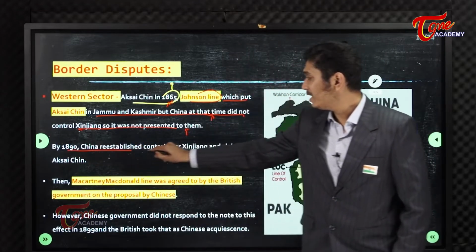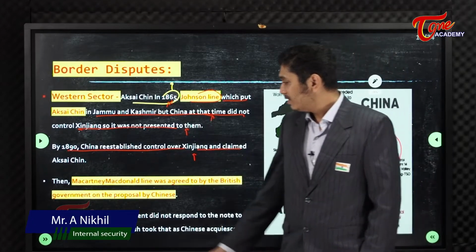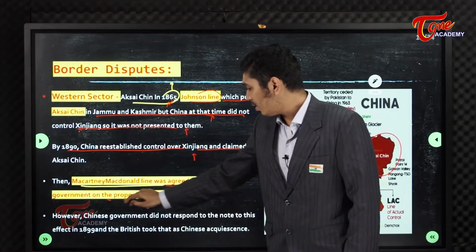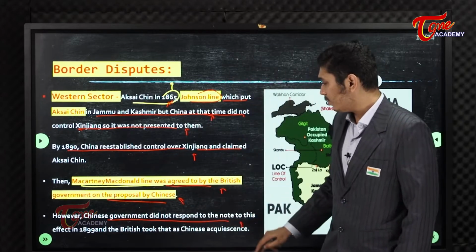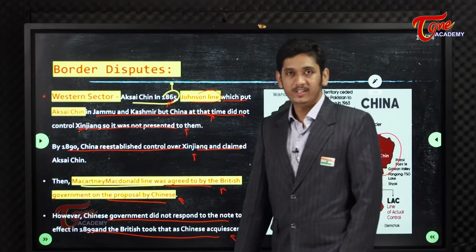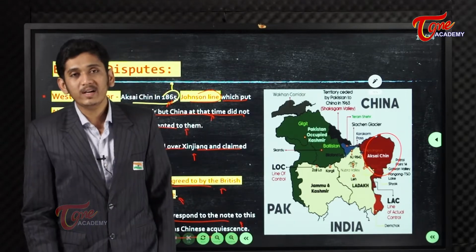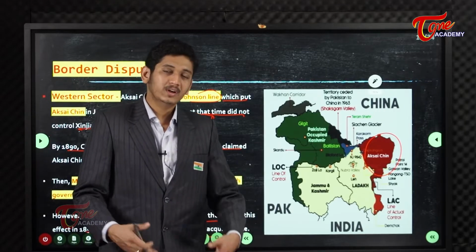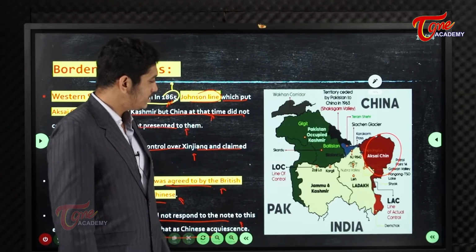In 1890, China re-established control over Xinjiang and claimed Aksai Chin. Then the Mackenzie-MacDonald line was agreed to by the British government on the proposal by the Chinese. However, the Chinese government did not respond to the note in 1899, and the British took it as Chinese acquiescence. When this line was drawn, China did not comment anything. In 1899, the British said, now you are not responding to our question, now this territory will be part of India. So you can see how the whole region is divided.